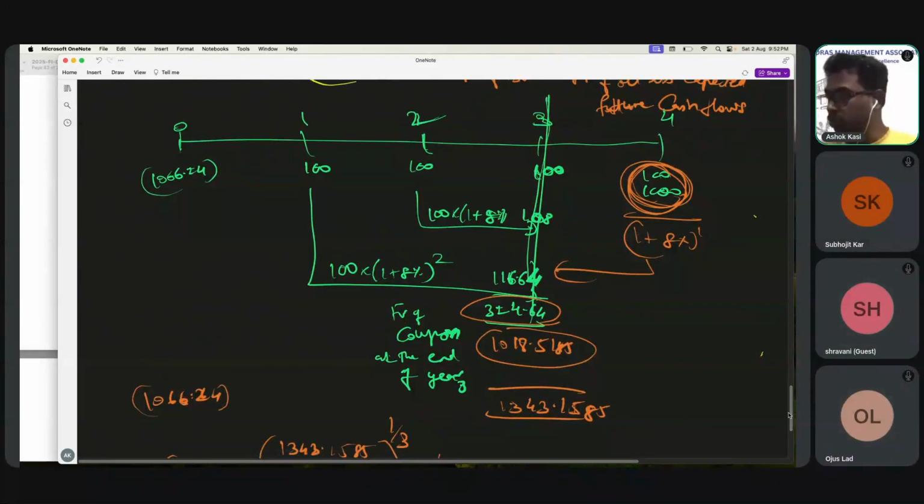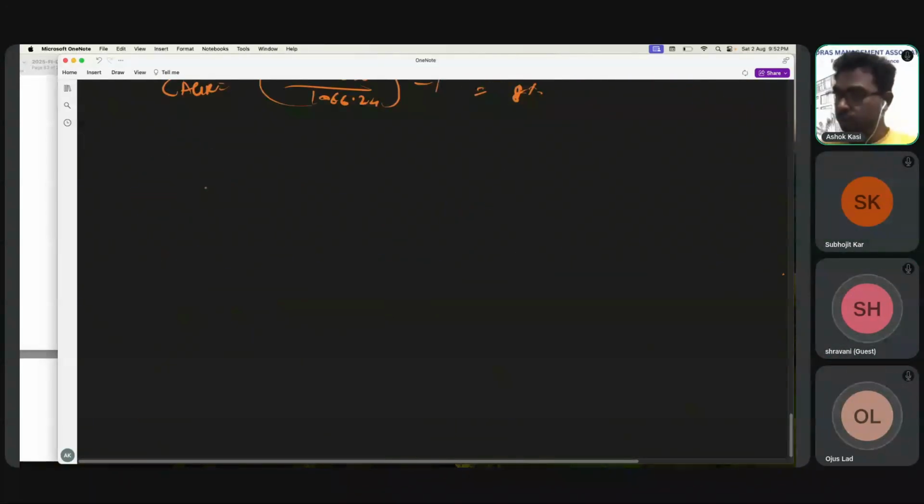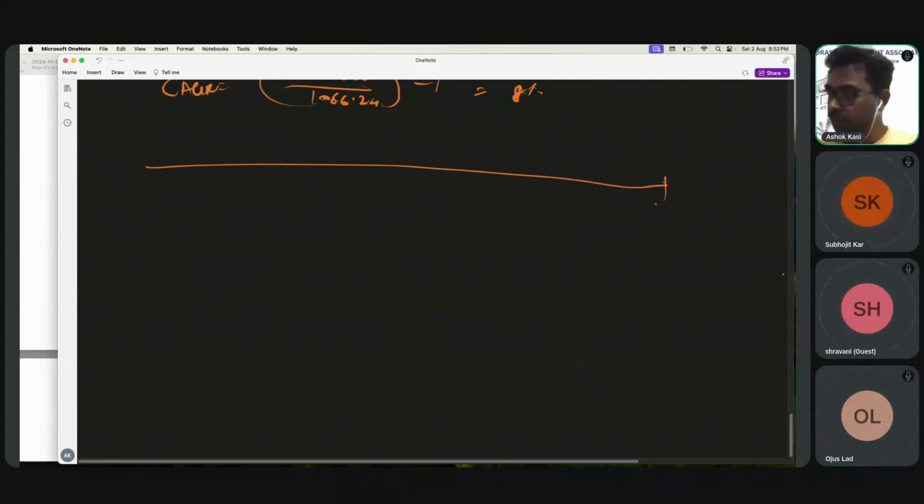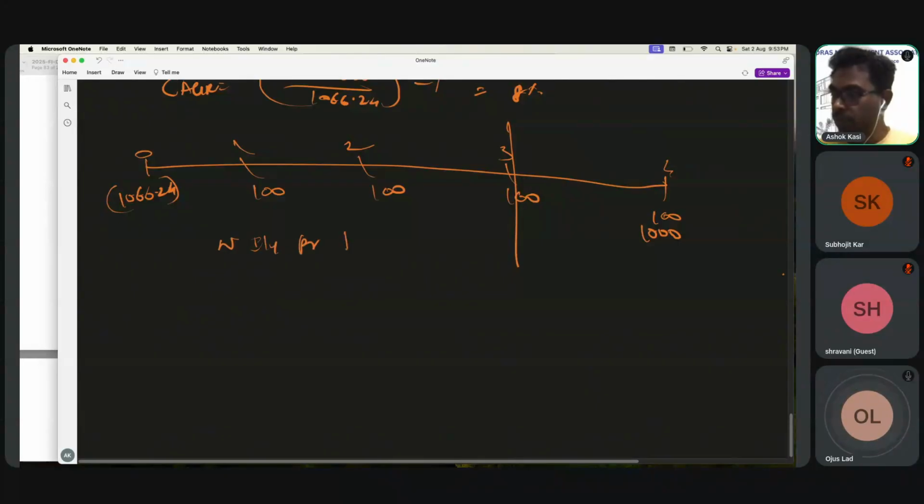Now I'll do it using the shortcut way also. Here we have N, I/Y, present value, payment, future value. N is 3, I/Y is 8, payment is 100. What is the future value? Calculate.